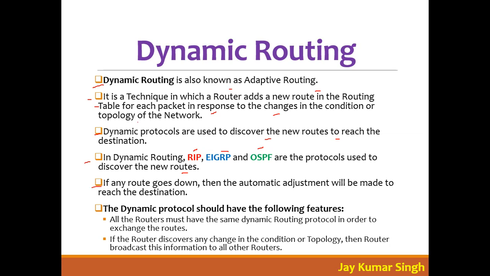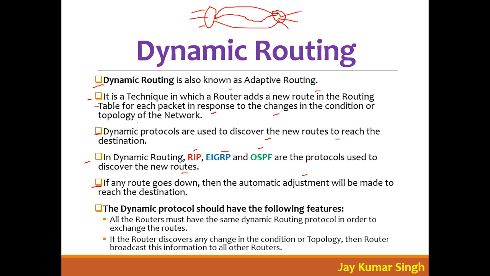If any route goes down, then the neighbor automatically adjusts. Okay, adjustment will be made between each other. Suppose I am here and I am here. So if I have three networks, in a dynamic network they share the networks. They say, okay, I know about three networks, please you also share about your networks.